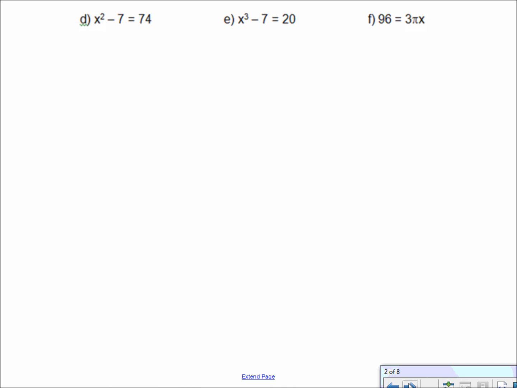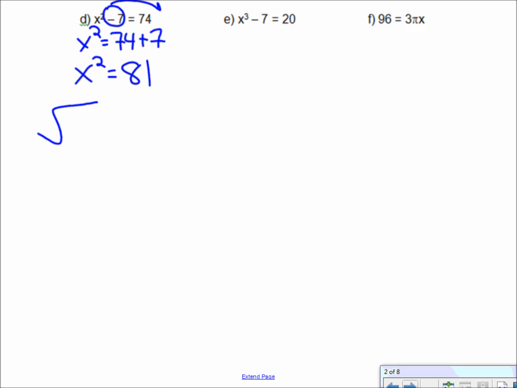Okay, so in this first question, what's the first thing I'm going to move? The 7. Are you guys comfortable with me doing it this way? Moving it over, so I get x squared equals 74 plus 7. So x squared equals 81. In order to get rid of the exponent of 2, I take the square root. If I do it to one side, I must do it to the other side. Think of it as a balance or a scale. So x equals 9.